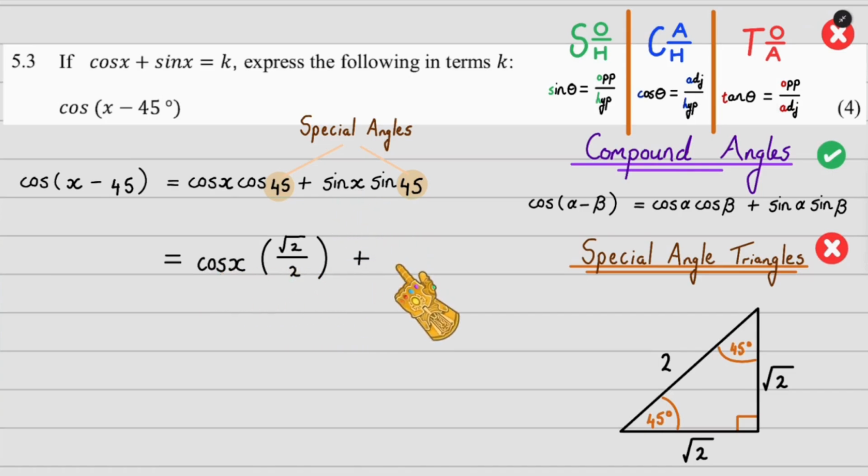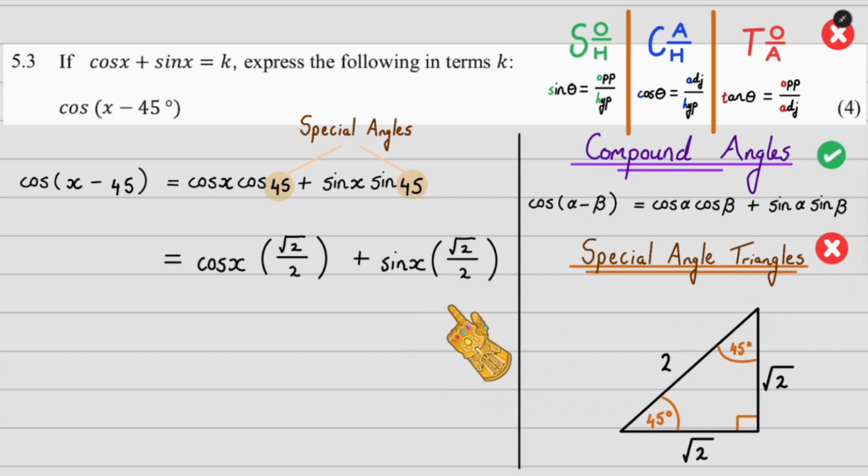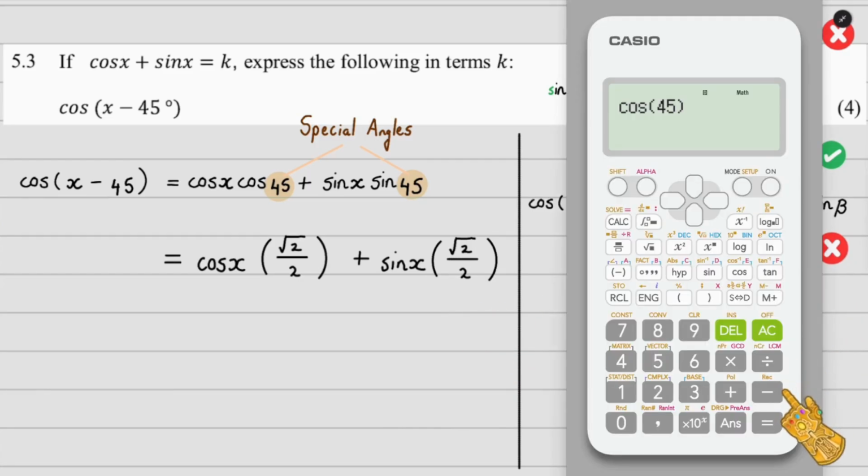Okay, now the sine x can stay behind, nothing happens to him. And I'm going to do something very similar with sine of 45. Sine is opposite over hypotenuse. So if I'm using 45 as my reference angle, opposite over hypotenuse, so it's also root 2 over 2. And while we're here, let's quickly check those with our calculator. Okay, so cos of 45, just press equals, and it definitely gives me root 2 over 2. And let's just change that cos to a sine. And also root 2 over 2, so our special angles are solid.